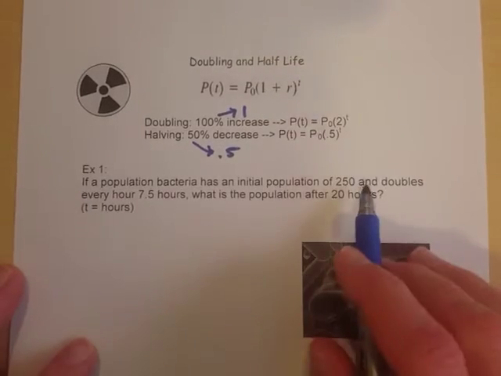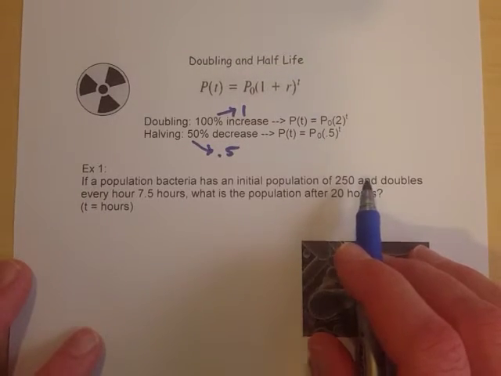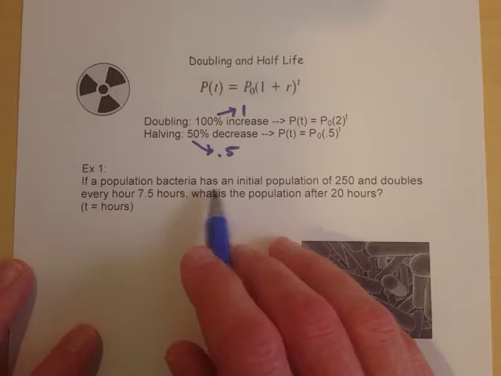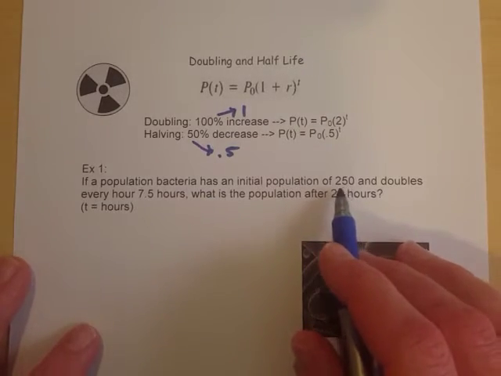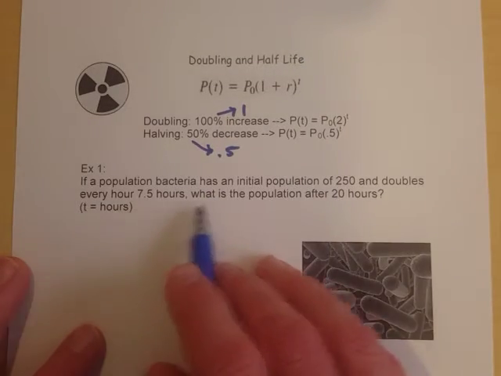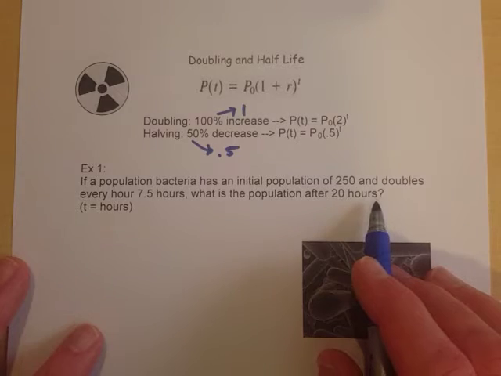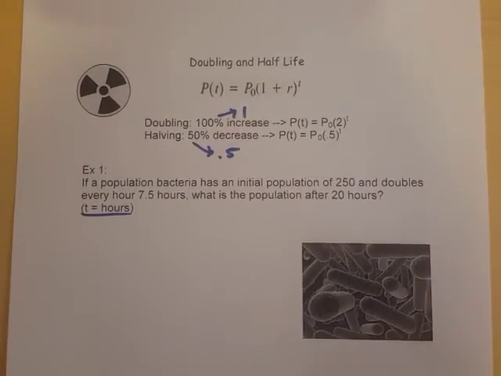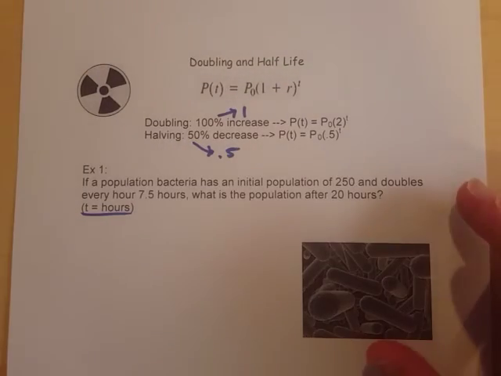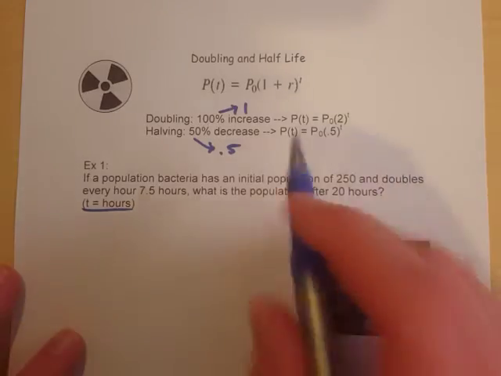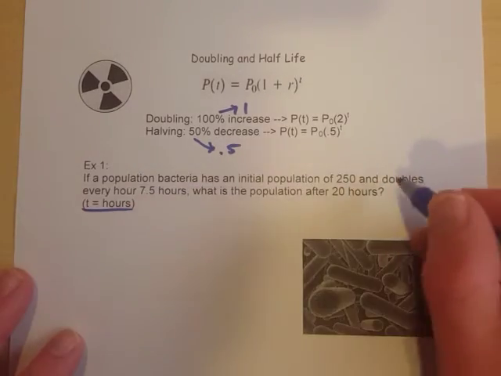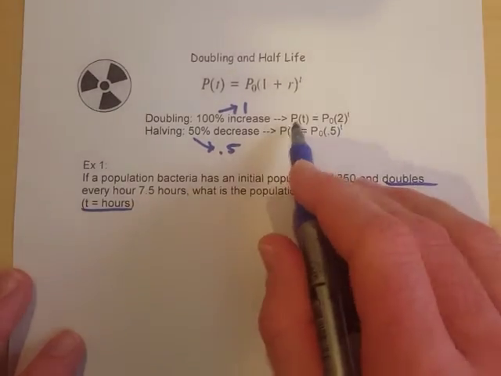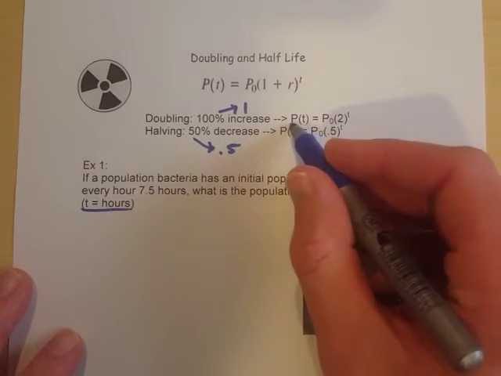So for this first example, we are going to talk about if a population of bacteria has an initial population of 250 and doubles every 7.5 hours, what is the population after 20 hours? So in this case, as I mentioned, the variable t can be hours, weeks, days, whatever you want it to be. And in this case, they're saying hours. So we start with the fact that this is doubling. And so we're going to use this formula up here.